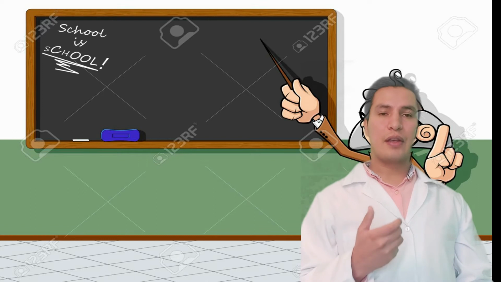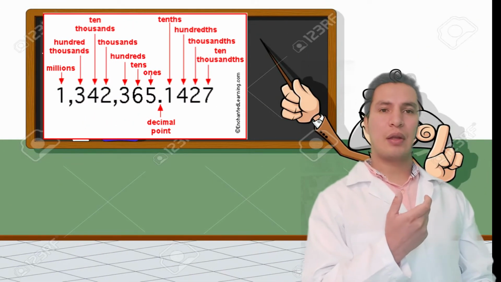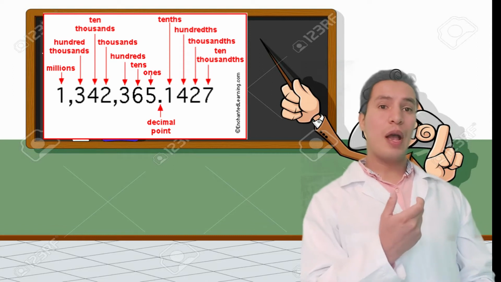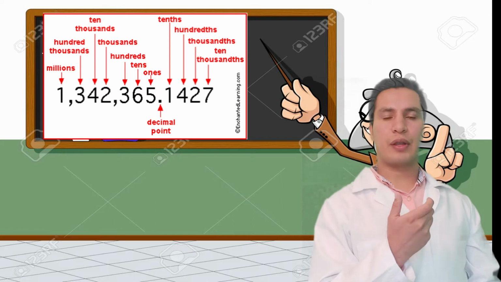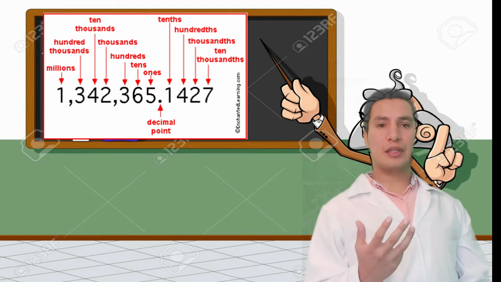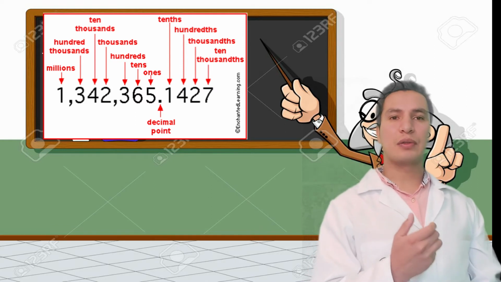What is that? If you have one decimal digit, you have to finish saying tenths. If you have two decimal digits, you have to finish saying hundredths. If you have three digits in the decimal part, you have to finish saying thousandths.